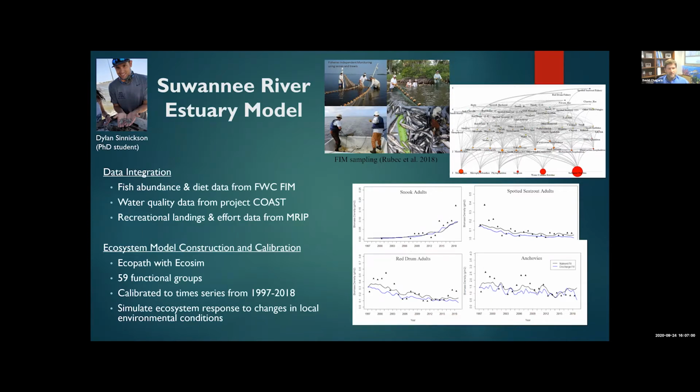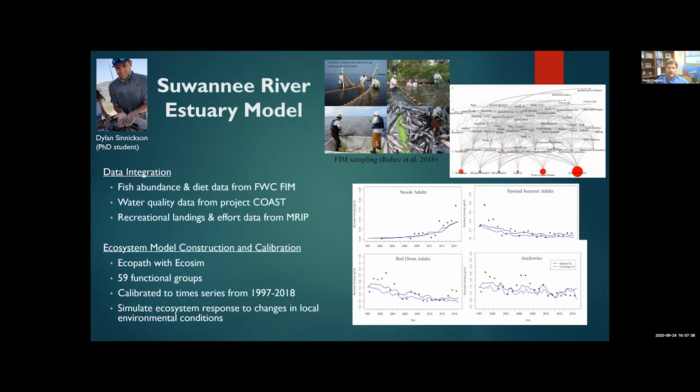Developing an ecosystem model always requires a big effort in data integration. What Dylan has done is analyze the fish abundance and diet data from the FWC Fisheries Independent Monitoring Program. He's also brought in water quality data from Project Coast to get an idea of how nutrients have changed over this time period, and information on recreational fishery landings and effort from the Marine Recreational Information Program. He built this model of the Cedar Key area using the Ecopath with Ecosim approach.